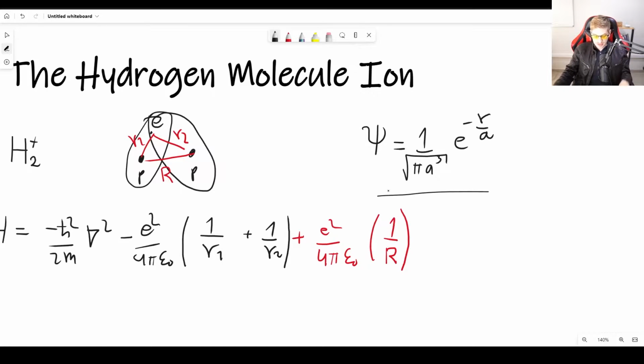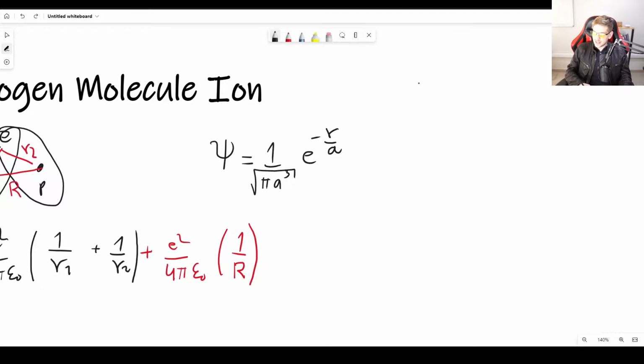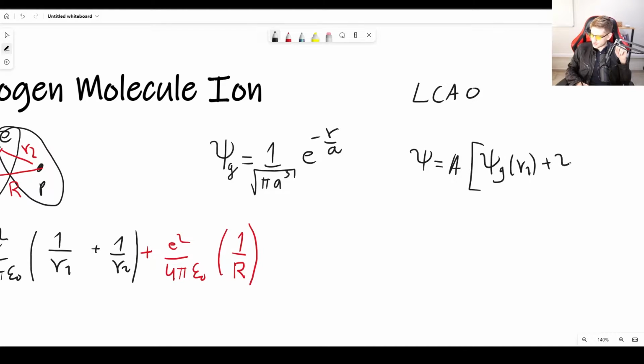And we could use a technique that is called LCAO, the linear combination of atomic orbitals. And we will use that, so this we'll call just psi g, the ground state for one of them. So our wave function will be a linear combination of the hydrogen atom number 1 and the hydrogen atom number 2. So basically, psi g of R1 plus psi g of R2. This is basically, we have 2 hydrogen atoms at the same time. That's basically what we are saying here.